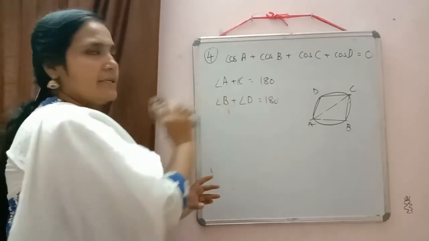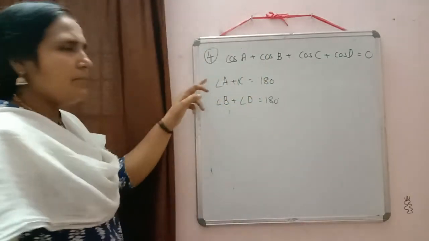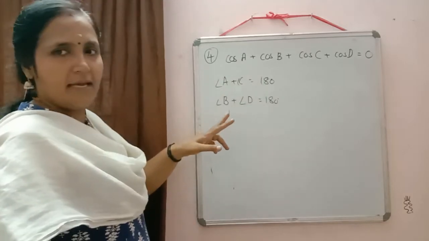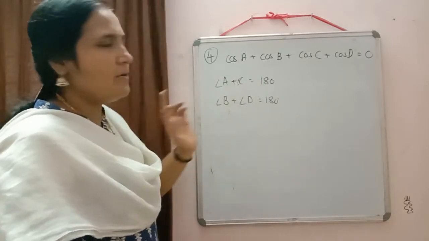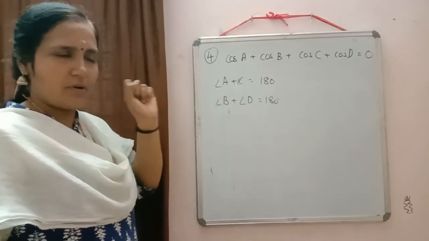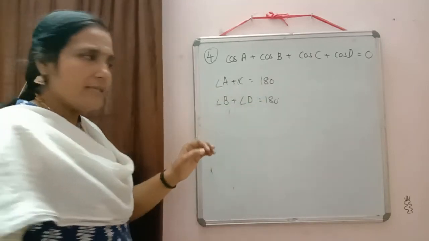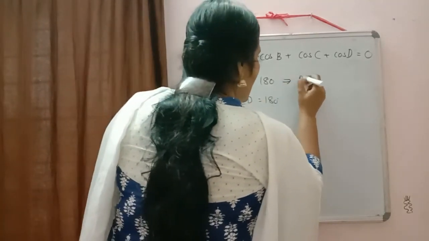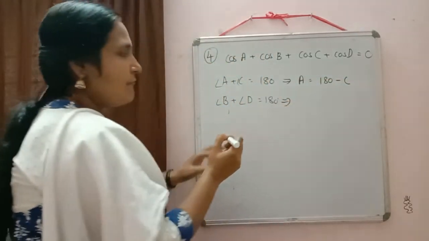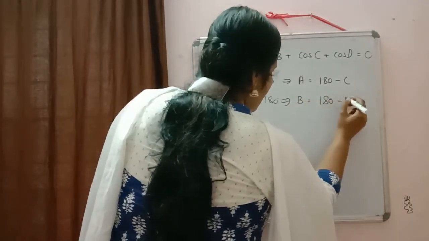So we are getting this information. While doing the question I am not using the symbol of this angle. So A plus C is equal to 180 degree. In the same way, B plus D also is equal to 180 degree. So from here any one we can change. How can we rewrite A from here? 180 minus C. So A can be written as 180 minus C. In the same way, B can be written as 180 degree minus D.